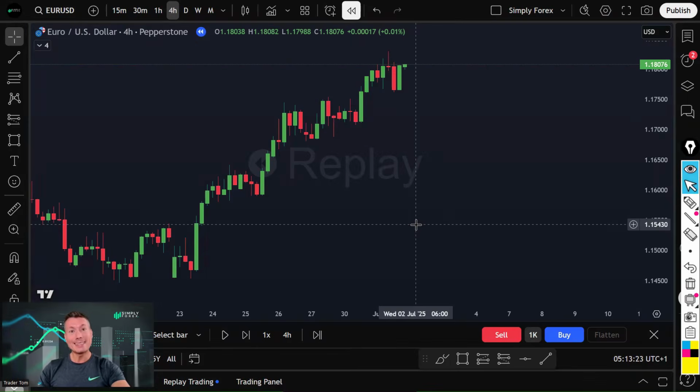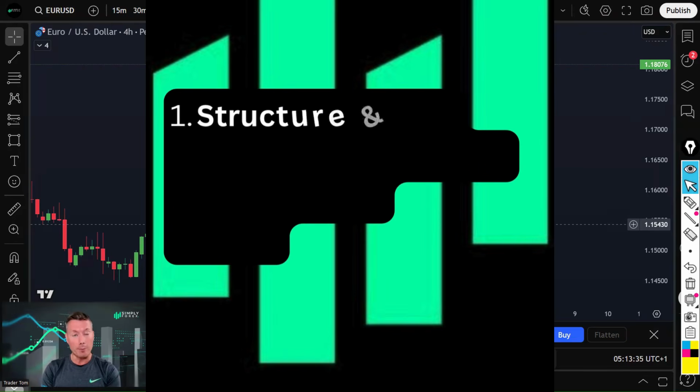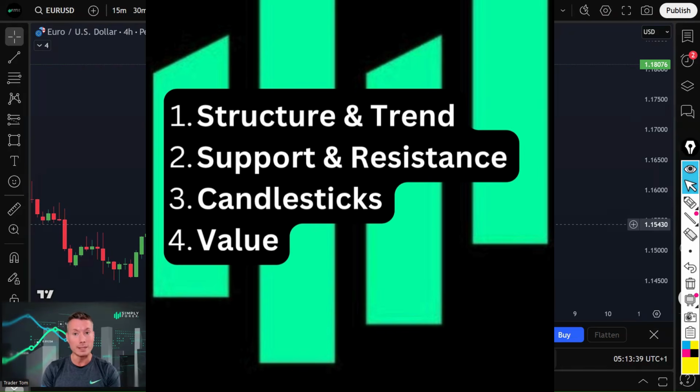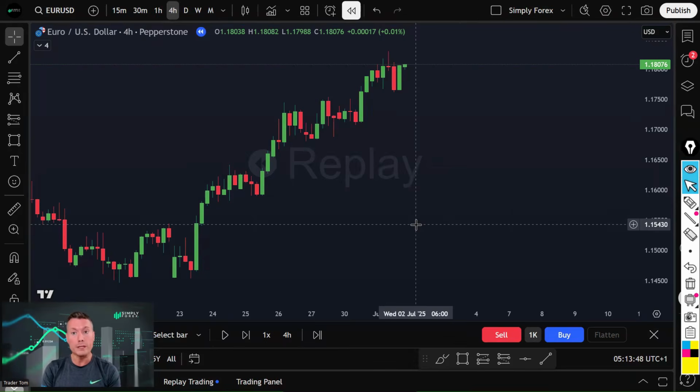So what makes this indicator so powerful is that it incorporates the 4 pillars of price action. And this is exactly how I trade, and I've been doing this for almost 20 years. It includes, number 1, structure and trend. Number 2, support and resistance levels. Number 3, candlesticks. And number 4, this concept of value. And this will do all of this for you.